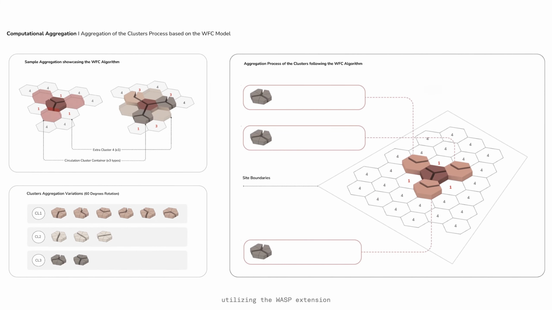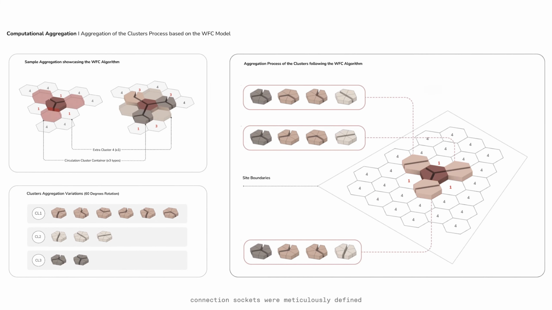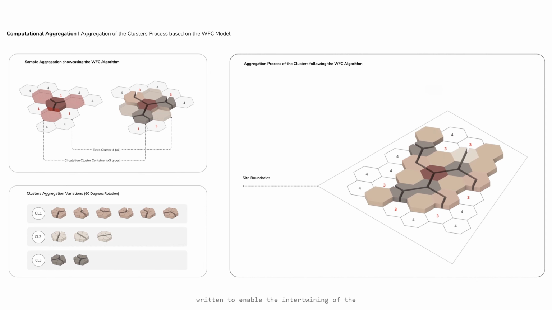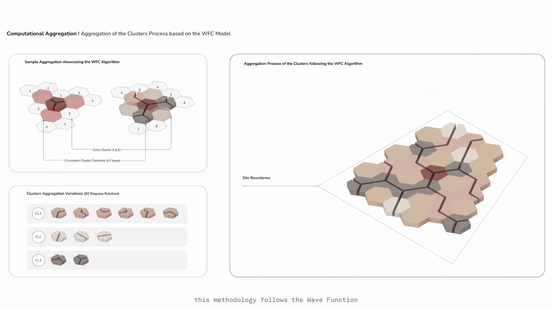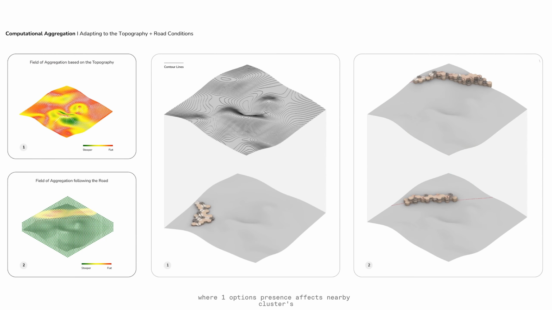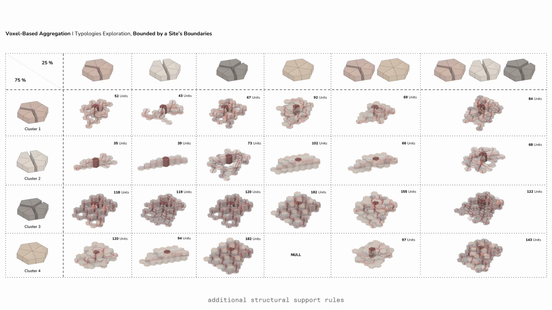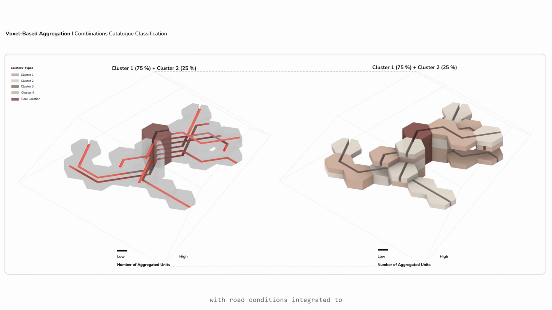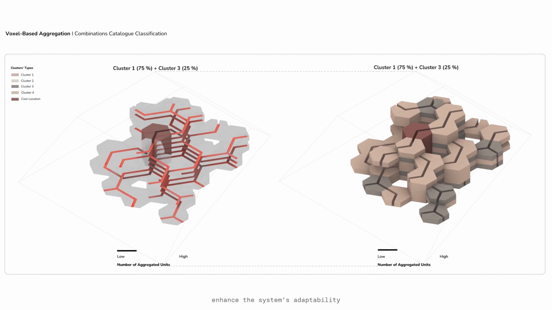Utilizing the WASP extension, connection sockets were meticulously defined, laying the groundwork for adjacency rules, written to enable the intertwining of the circulation formations. This methodology follows the wave function collapse model, where one option's presence affects nearby clusters' occurrence probabilities. The exploration extended to site-specific constraints to accommodate numerous flat or steep terrains. Additional structural support rules enabled vertical and horizontal aggregations, with road conditions integrated to enhance the system's adaptability.